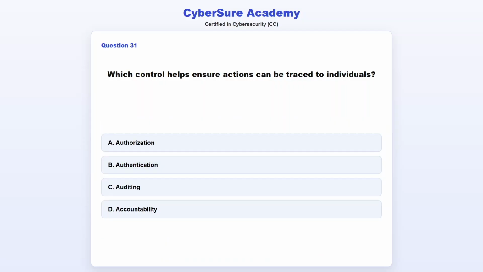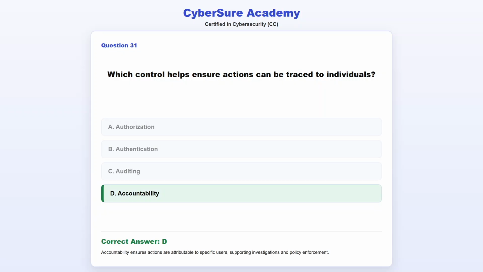Question 31. Which control helps ensure actions can be traced to individuals? Option A. Authorization. B. Authentication. C. Auditing. D. Accountability. The answer to 31 is D. Accountability. Accountability ensures actions are attributable to specific users, supporting investigations and policy enforcement.